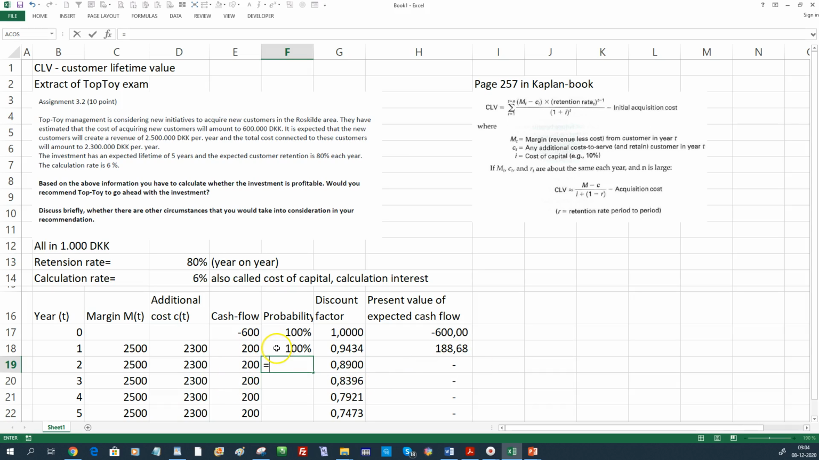So I could say, well, here I can basically say there's 80% in the second year, there's an 80% chance I still have the customer. That's simply the retention rate. And then comes the next story here.